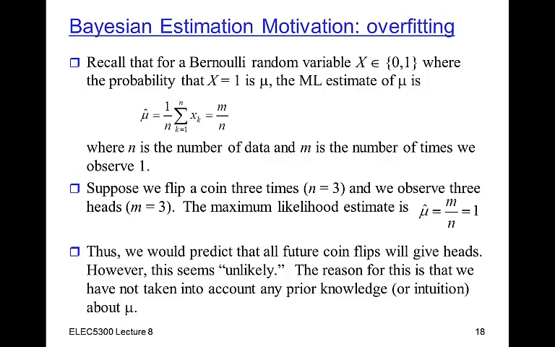The idea here is that we haven't really taken into account any prior knowledge about mu. For example, if you were asked what you think the values of mu would be, maybe you'd say it's probably uniform over 0 to 1. That might be some idea you have in advance. And in that case, you wouldn't come up with the answer that it would be 1 for all time.